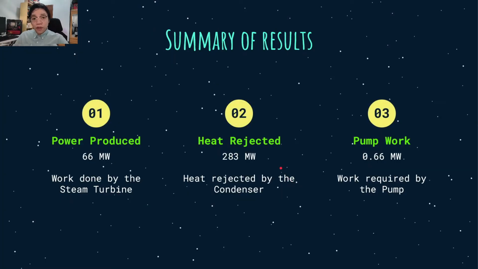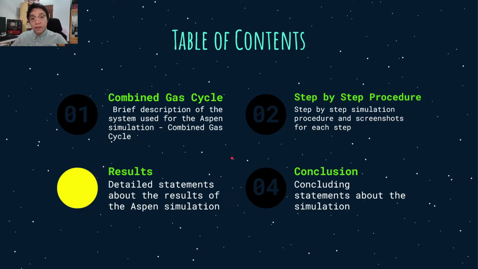So here is the summary of our results from our simulation. Our steam turbine produces 66 megawatts of electricity. Our condenser rejects heat at the quantifiable amount of 283 megawatts. Our pump work requires about 66 kilowatts or 0.66 megawatts. And finally, we're going to discuss the results for our Aspen simulation.